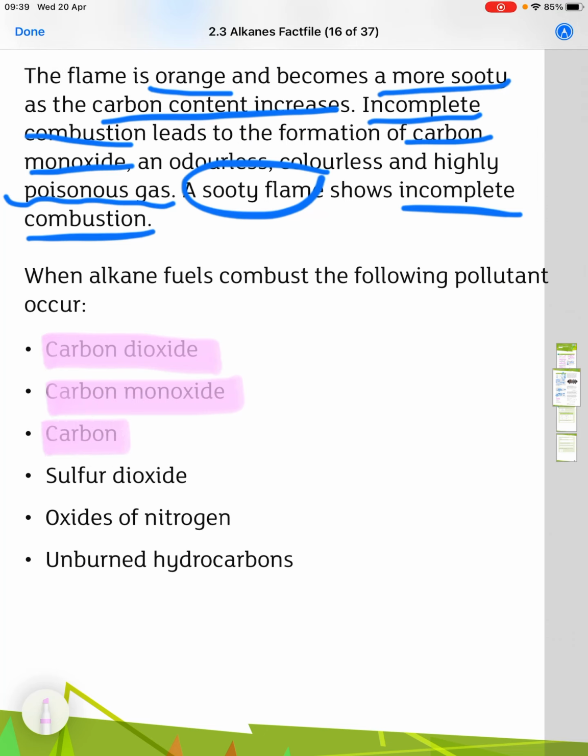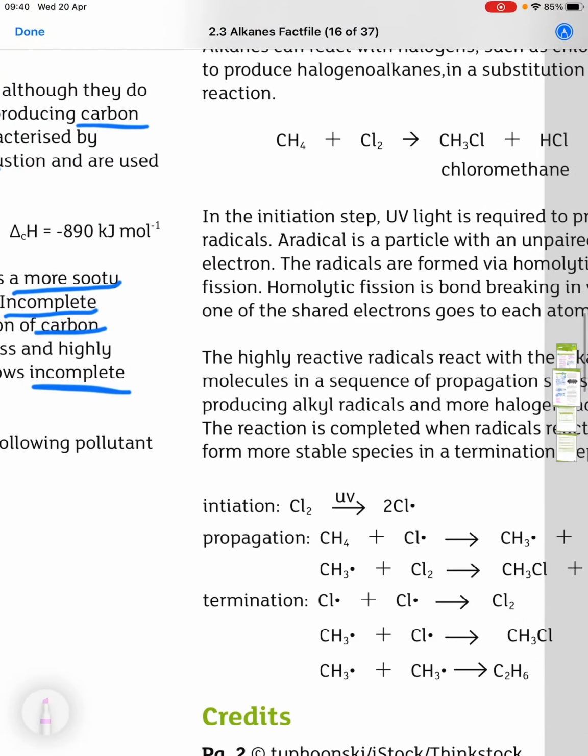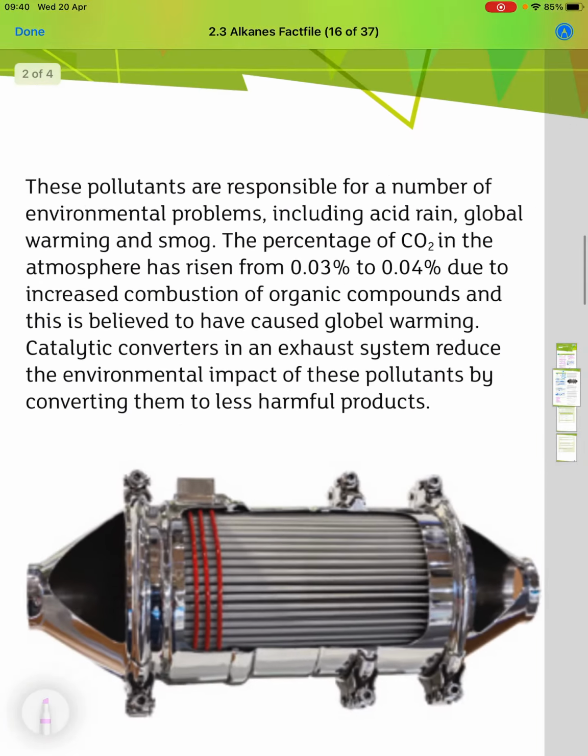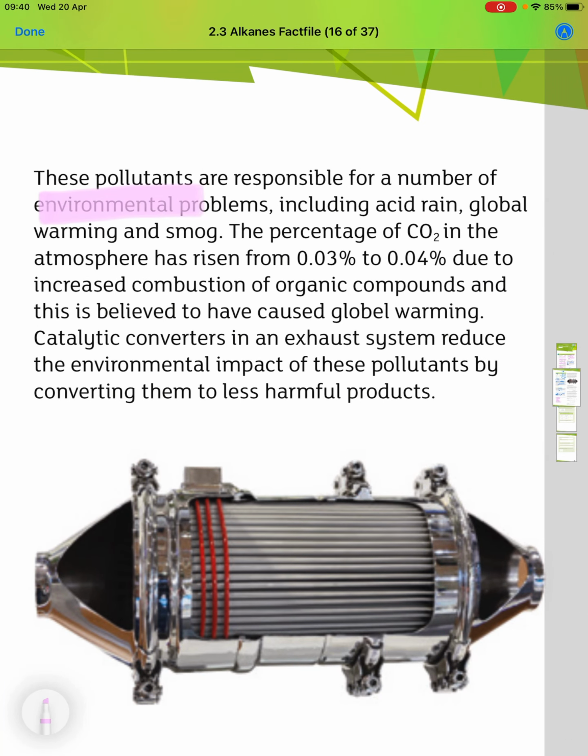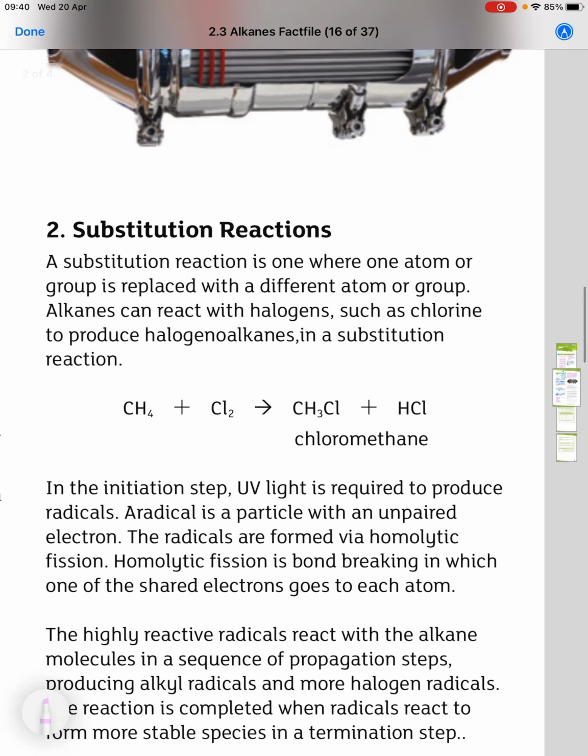When alkane fuels combust, the following pollutants occur. Carbon dioxide, carbon monoxide, carbon, we also get sulfur dioxide because of sulfur impurities, we get oxides of nitrogen because the high temperatures, particularly in internal combustion engines, allow oxides of nitrogen to form, and we also have unburned hydrocarbons. These pollutants are responsible for a number of environmental problems, such as acid rain, global warming and smog. The percentage of carbon dioxide in the atmosphere has risen from 0.03 to 0.04 due to the increased combustion of organic compounds, and that's believed to have caused global warming. Catalytic converters in an exhaust system reduce the environmental impact of these pollutants by converting them to less harmful products. And there's a picture of a catalytic converter there.